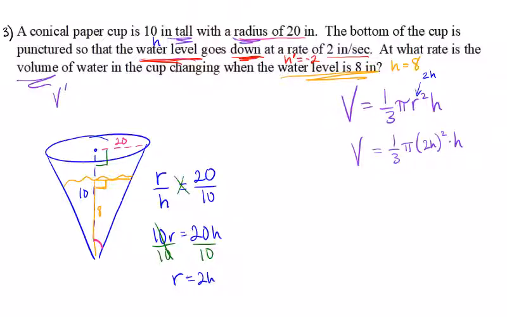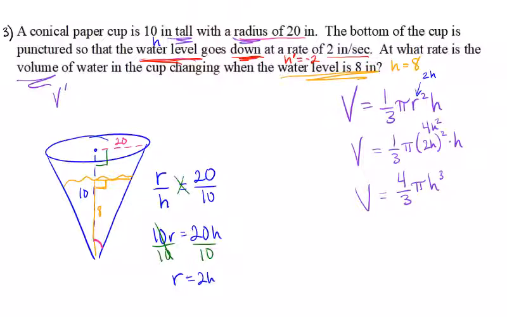And so 2H quantity squared is 4H squared. And so then 4 times 1/3 is going to be 4/3 pi comes down, and then H squared times H is going to be H cubed, right? So that's our new formula. Now it's just in terms of H, so it saves us from having to do the product rule. But like I said, more importantly, we're just going to have an H prime instead of an R prime and an H prime, because we don't know what R prime is, right?